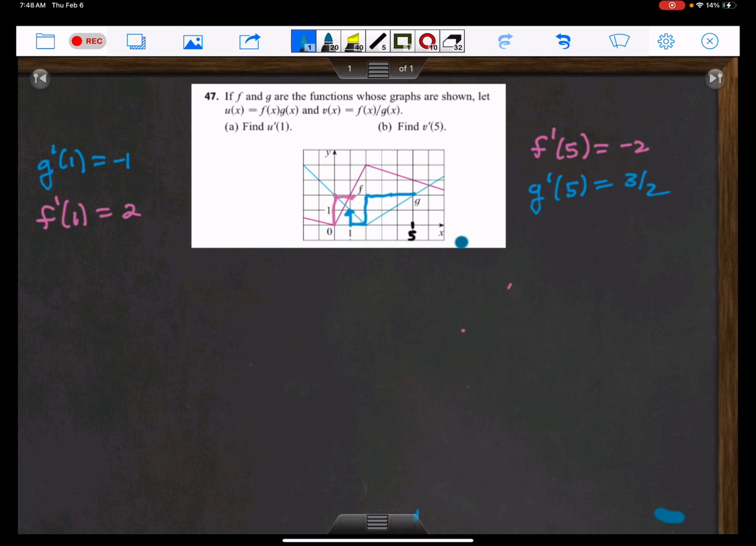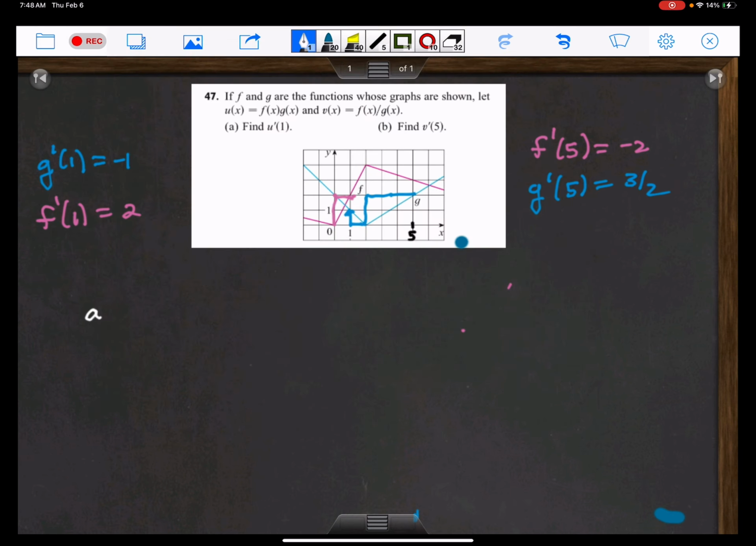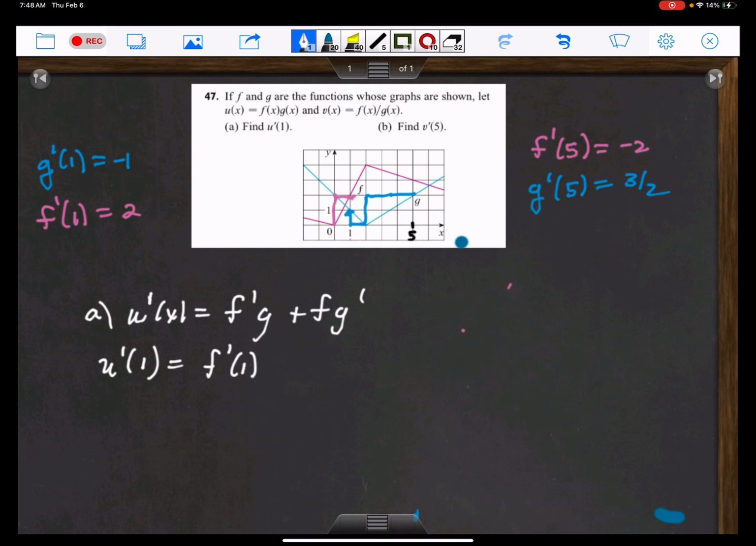Okay, so let's now look at each one of these problems separately. So if we do u of x, which is f times g, u prime of x is f prime g plus f g prime. And if we plug in 1 to find u prime of 1, it's f prime of 1, g of 1, plus f of 1, g prime of 1.